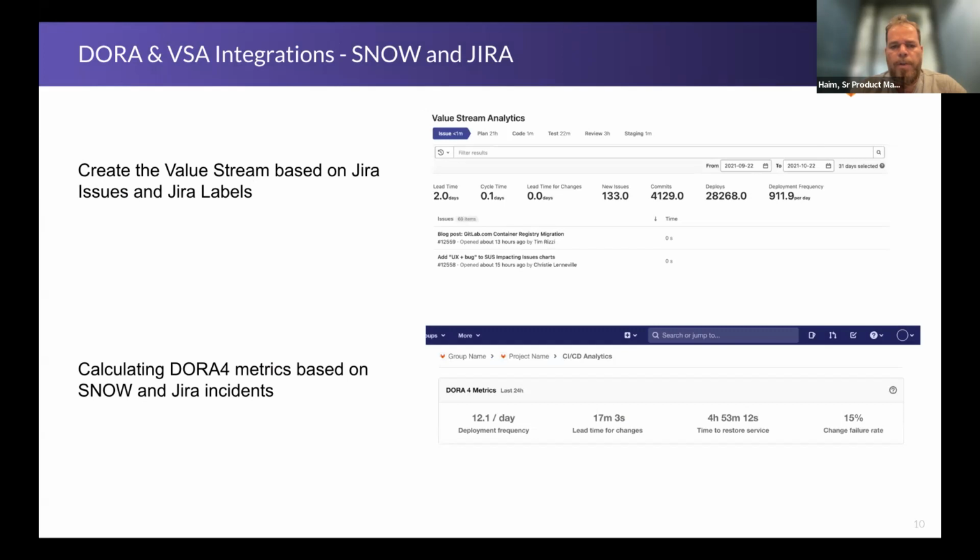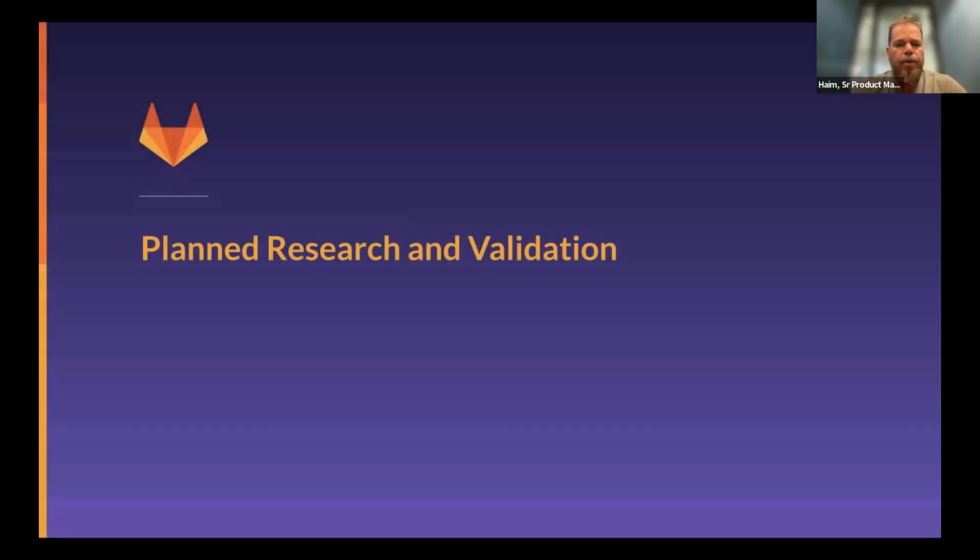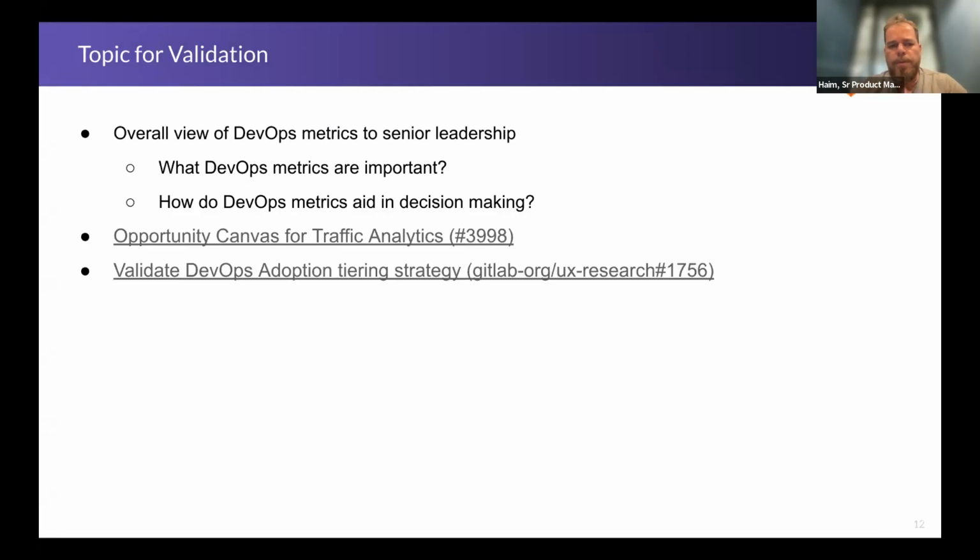We also think about taking labels, for example, from Jira and bringing them into the value stream analytics, and by that making the way we report the value stream aligned with the development workflow. A few topics that we are going to validate.